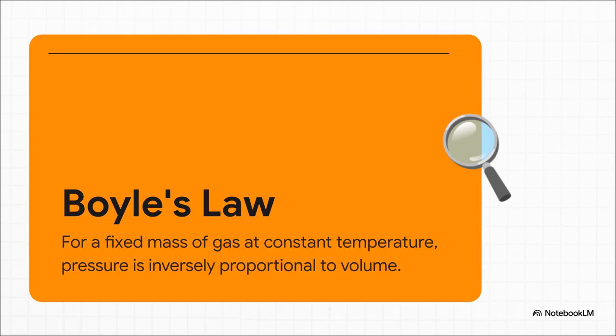First up is Robert Boyle. What he found was pretty intuitive. If you take some gas, keep its temperature steady, and then you squeeze it into a smaller space, its pressure goes up. A great example is a bicycle pump. As you push that plunger down, you're decreasing the volume, so the air particles start bouncing off the walls more often, and boom, more pressure. It's a perfect inverse relationship.